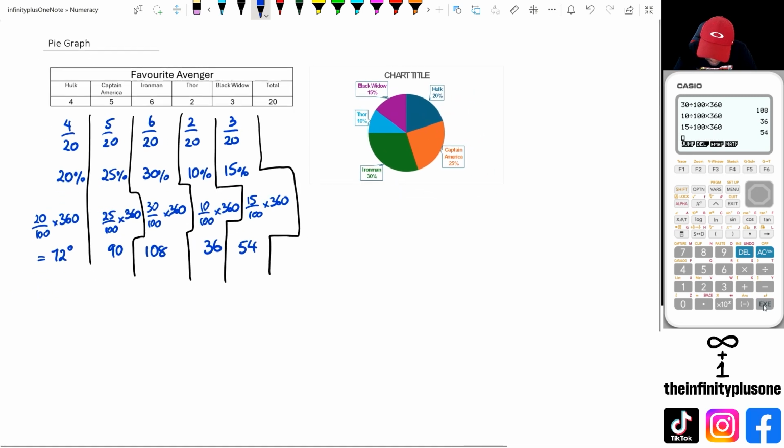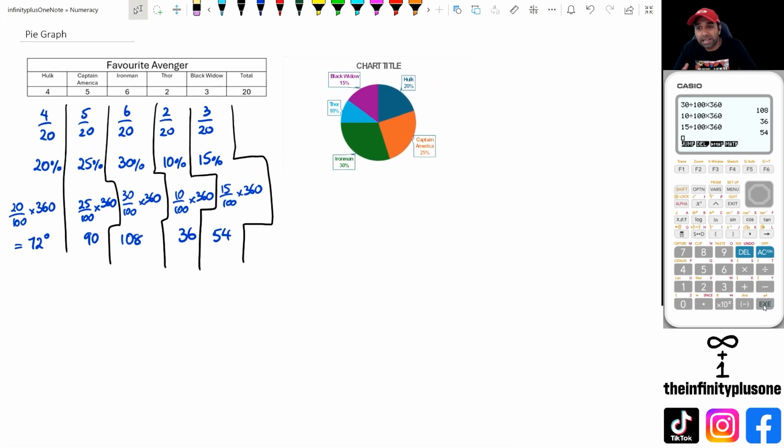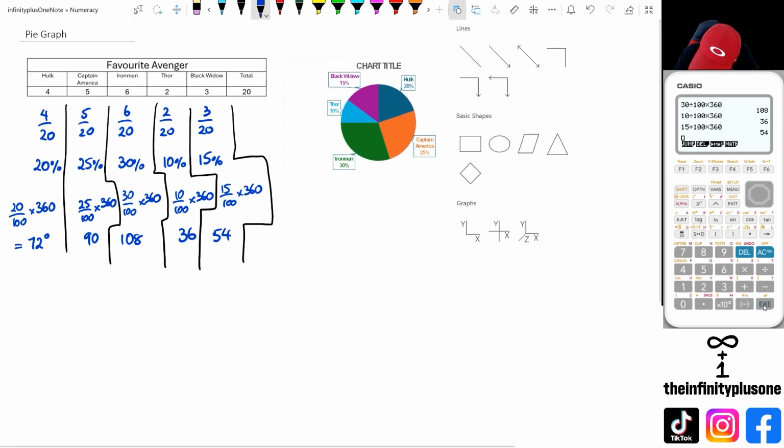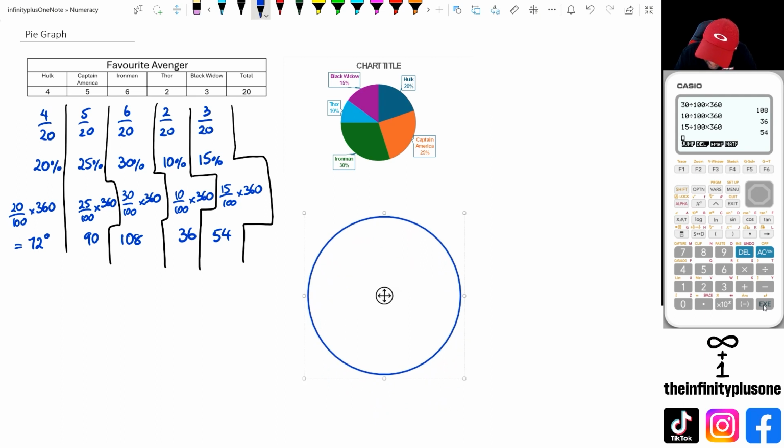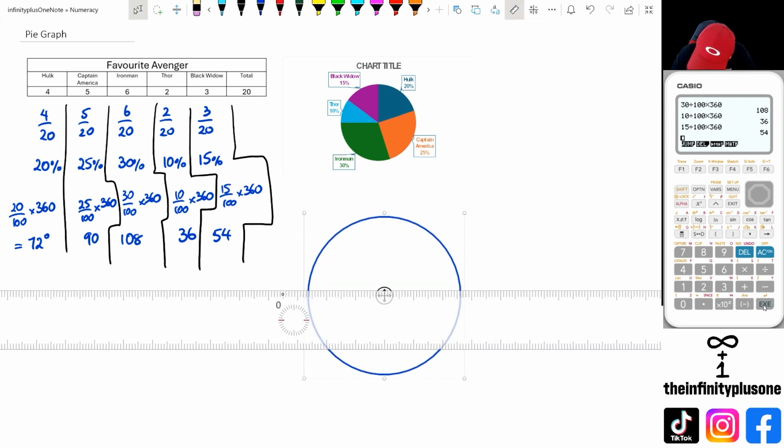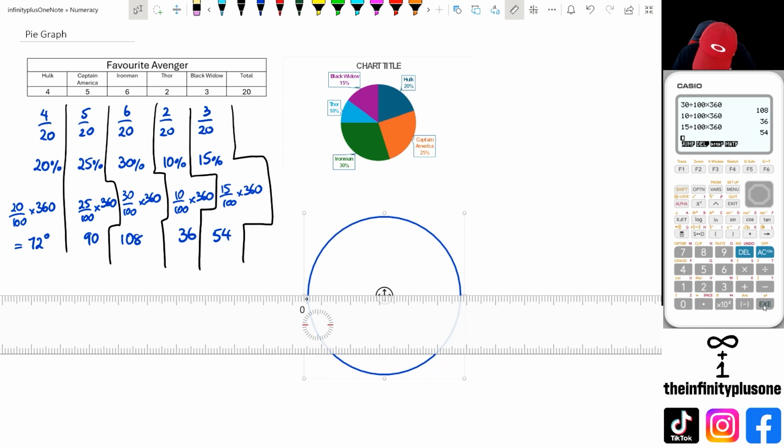Now comes the next part. The next part is how do we actually connect all of this? Now I'm going to bring a circle here, and I'm hoping this is a perfect circle, but that's all right. So next thing is I need to take a ruler, and I'm going to put it here from the center to center. The first one I'm going to do is Captain America, because Captain America is 90 degrees, and that's kind of easy to draw.